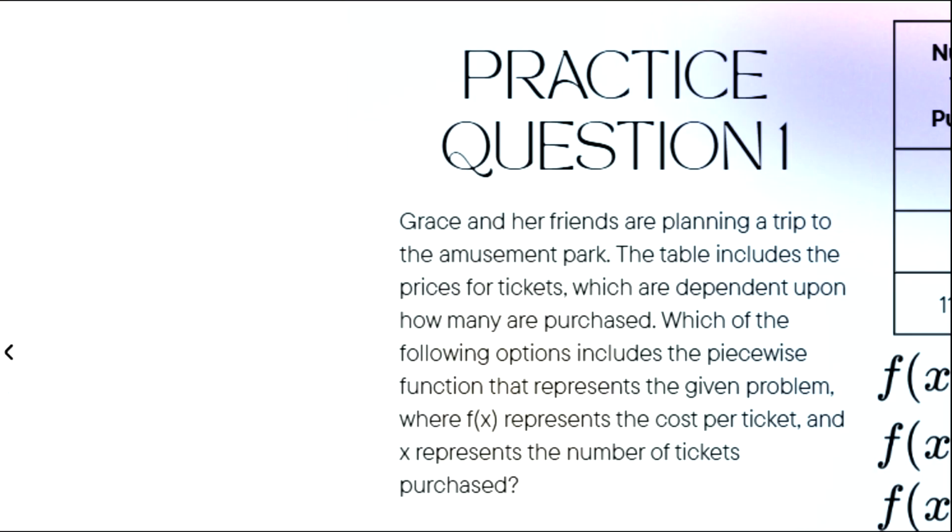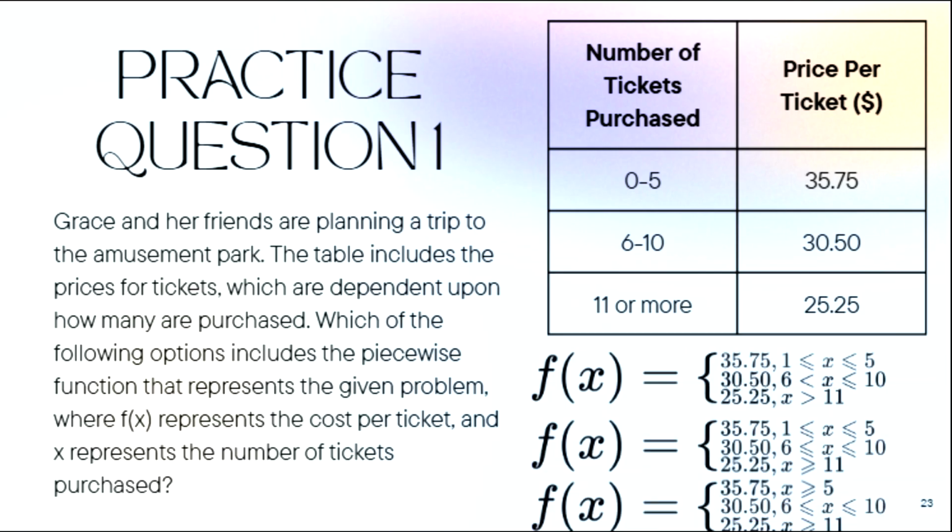I'm sorry that all of these formulas keep disappearing, but you know how much Canva loves me. Grace and her friends are planning a trip to the amusement park. The table includes the prices for tickets, which are dependent upon how many are purchased.